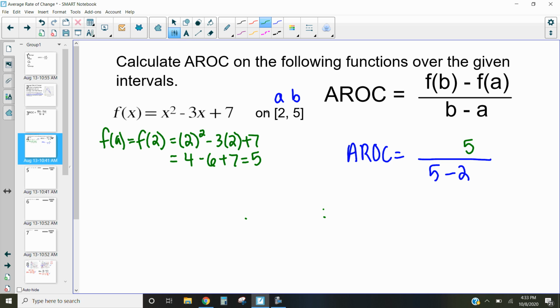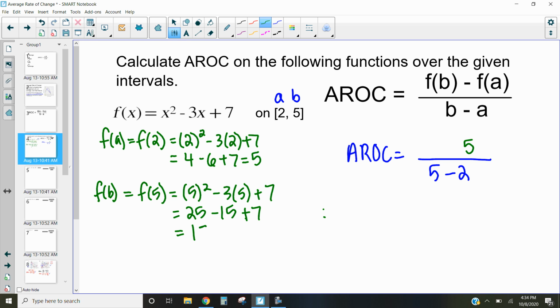Now let's figure out what f of b is. Remember, b is 5, so we substitute 5 in for x everywhere. We've got 5 squared minus 3 times 5 plus 7, which is 25 minus 15 plus 7, and that simplifies to 17. So that makes this value over here 17. As we simplify, we get 17 minus 5, which is 12, over 3, which equals 4. So the average rate of change, or the slope, from 2 to 5 of this function is 4.